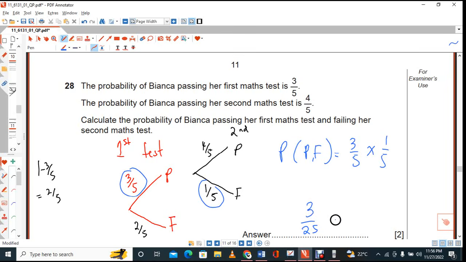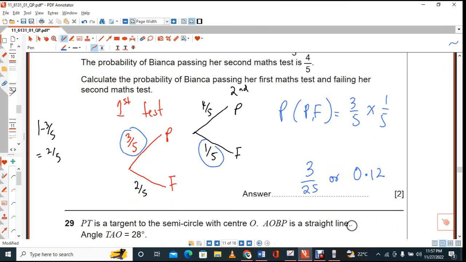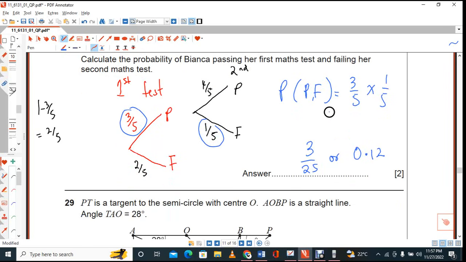You can also give it as a decimal if you want to, or some people go ahead and give it as a percentage, but no need for that. So just give it as a fraction or as a decimal. Please, no ratios.